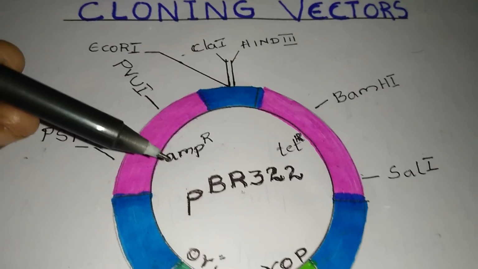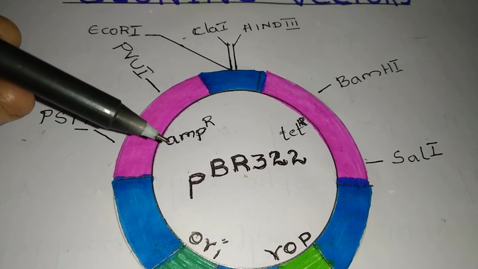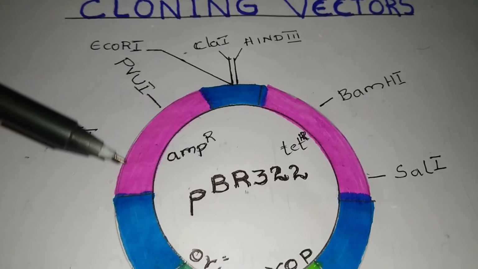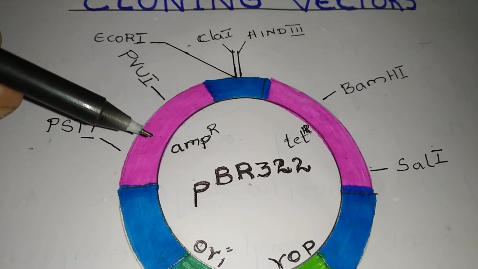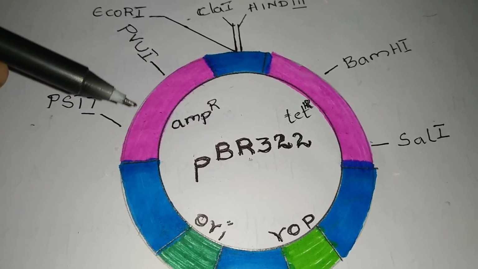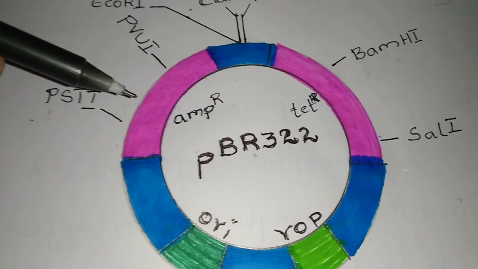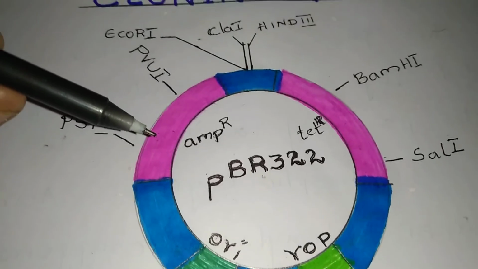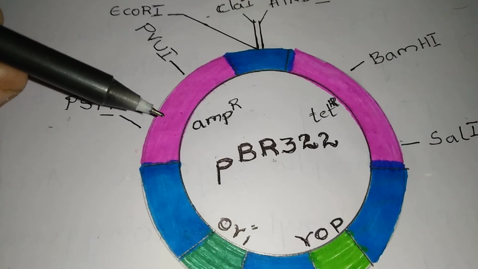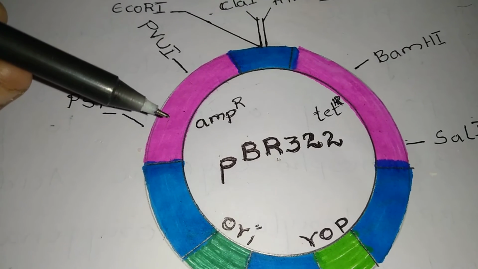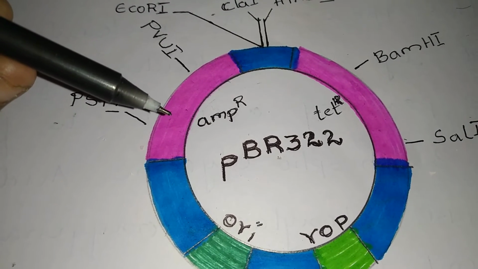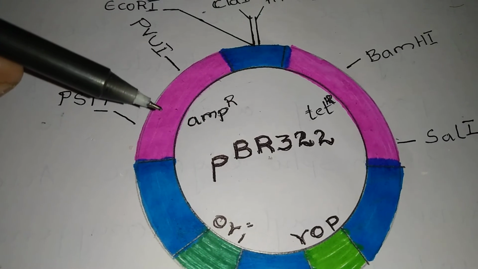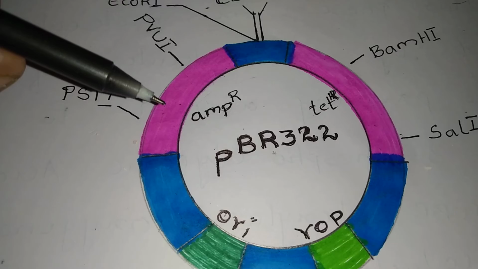But when any alien DNA or the foreign DNA comes and gets attached to this lacZ gene sequence, the lacZ gene is going to get inactivated because of the insertion of this foreign DNA, which is called insertional inactivation. Here the foreign DNA is getting inserted in place of the lacZ gene, as a result of which the lacZ gene is going to get inactivated. That process is called insertional inactivation.